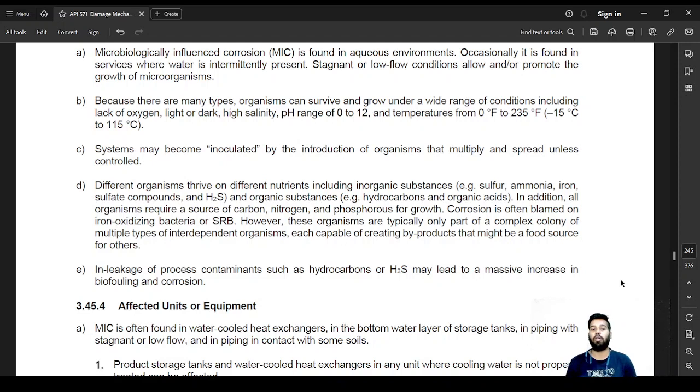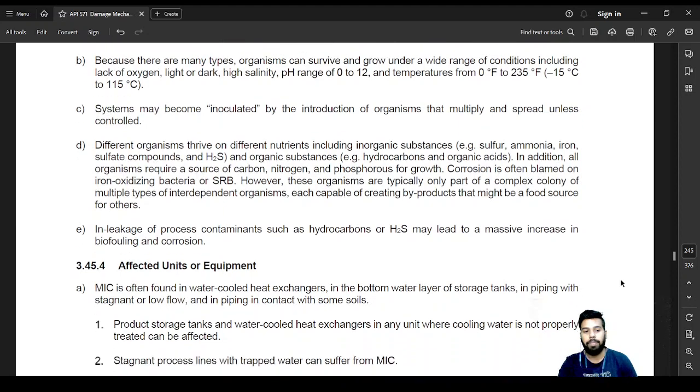Corrosion is often blamed on iron oxidizing bacteria or SRB. However, these organisms are typically only part of complex colonies of multiple types of interdependent organisms, each capable of creating byproducts that might be a food source for others. In leakage of the process, contaminants including hydrocarbon or H2S may lead to a massive increase in biofouling or corrosion.